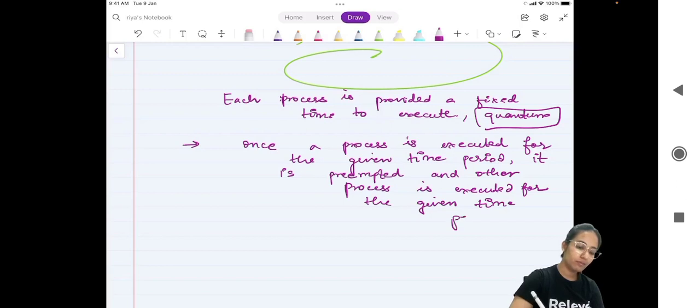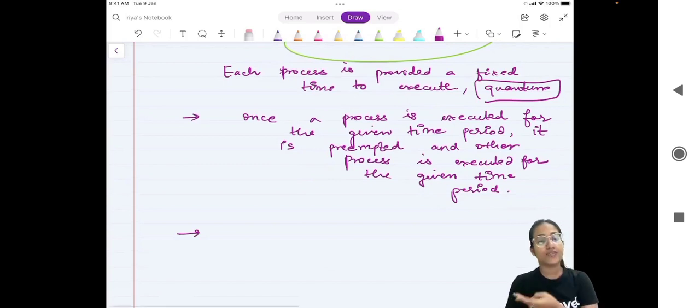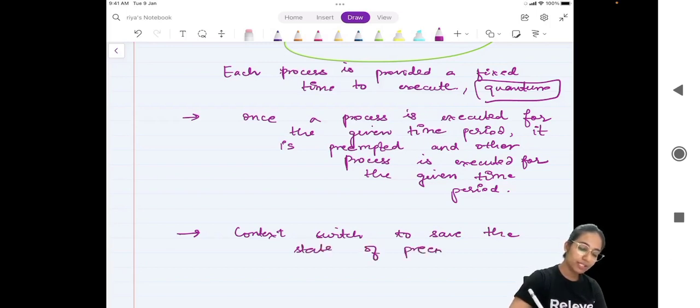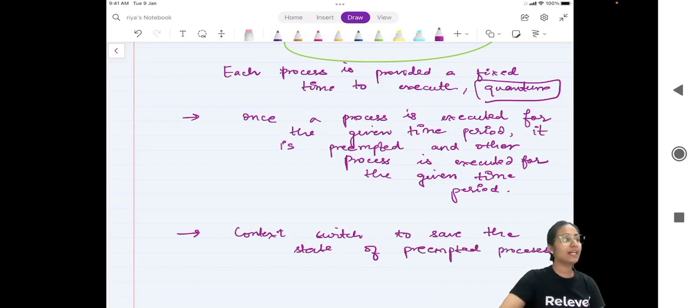Okay, and because we are switching from one process to another process, you need to save the context of the old process and load the saved context of the new process. So here we basically use the concept of context switching to save the state of the preempted process, and this is valid for any preemptive scheduling algorithm. Okay, that is the overall idea behind the concept of round robin scheduling.